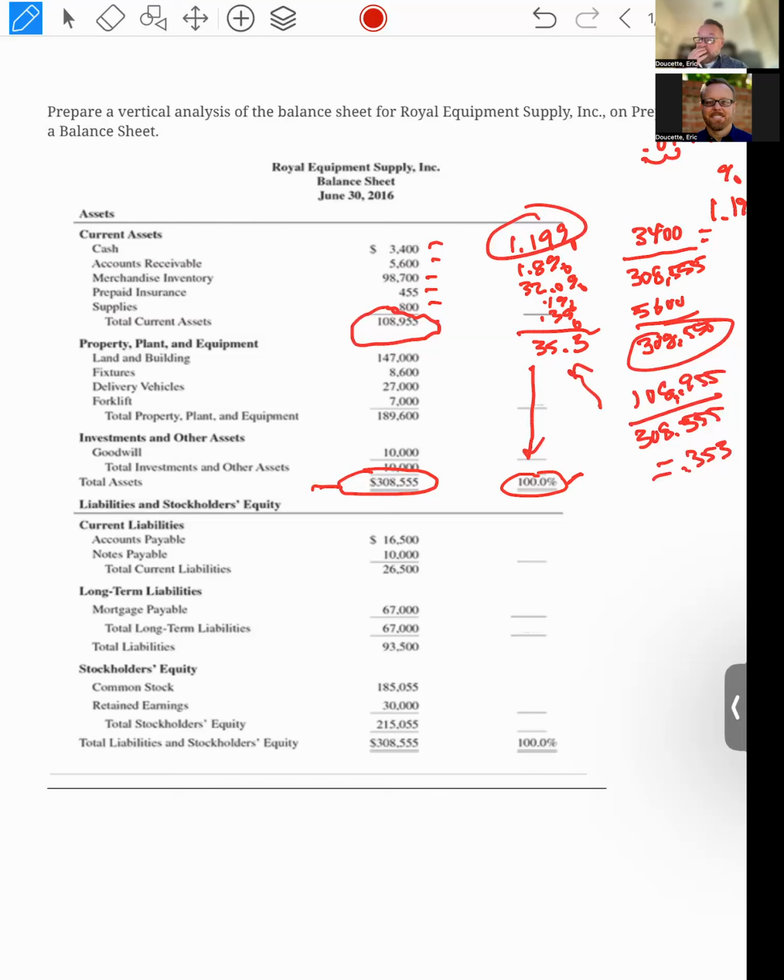Things later on when we get into salaries and stuff, most companies don't want to have their salaries above 30% of their total income, so when we get to the income statement, we'll look at that.